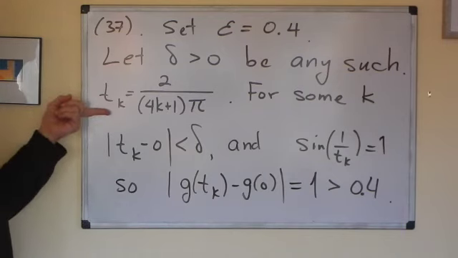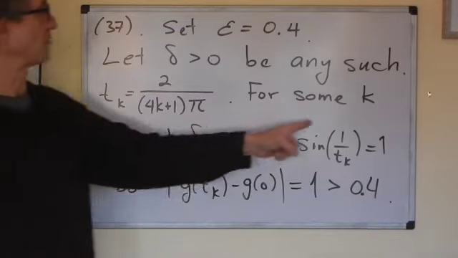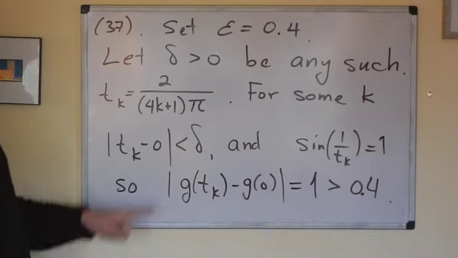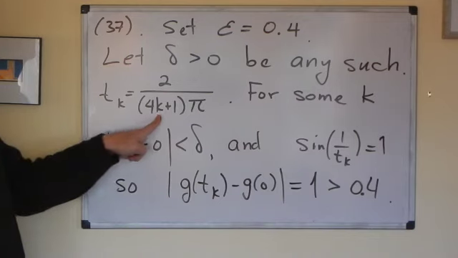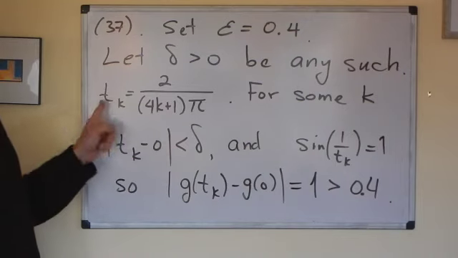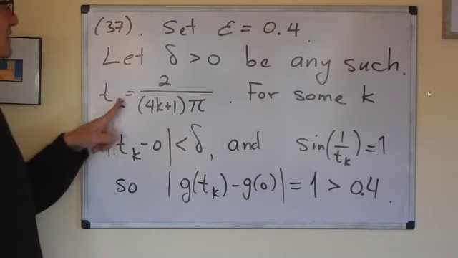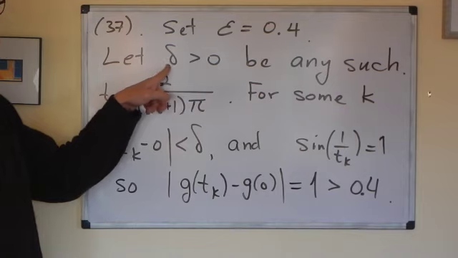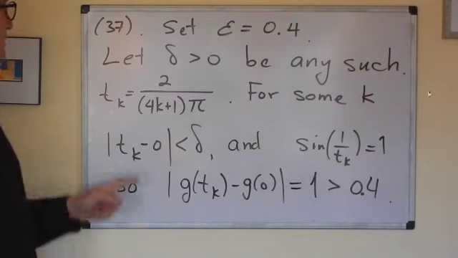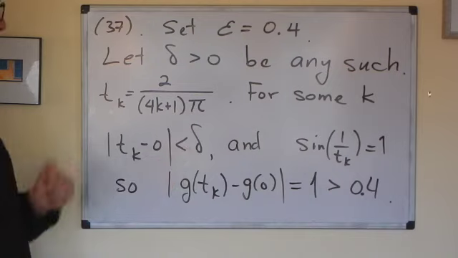We already saw that these points t sub k are such that sine of 1 over t sub k is 1. And what we're saying is that if I take k sufficiently large, t sub k is going to be within delta of 0. Now it's obvious that t sub k is approaching 0, and so that is true no matter what delta it is. So fix any delta, just a particular one, but any positive one. Then there is some k for which t sub k is within delta of 0.